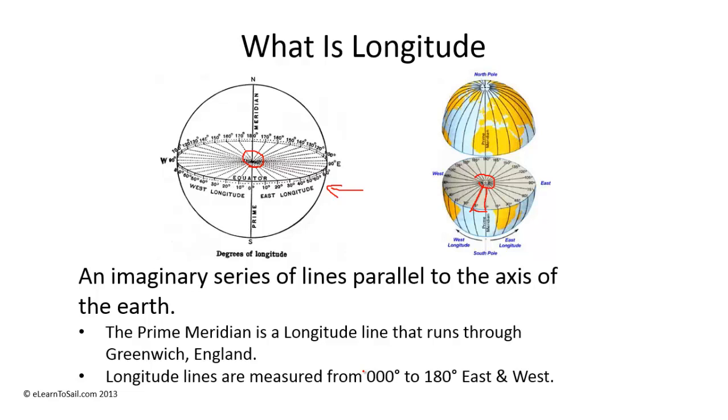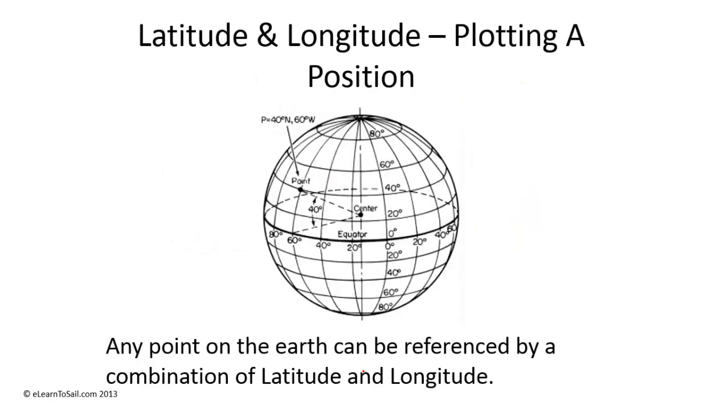Within each of those degrees of arc, there would be 60 minutes of arc. And within each one of those minutes, there would be 60 seconds of arc. Every circle is measured the same way. But as you'll see in future slides, there are different types of circles. So every point on the Earth can be described by a combination of the latitude and the longitude of that point on the surface of the Earth.